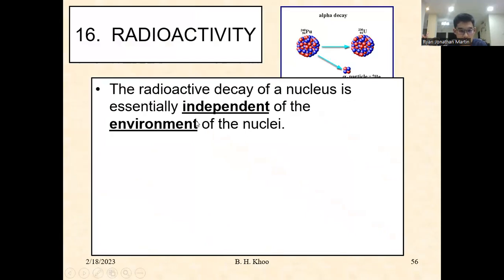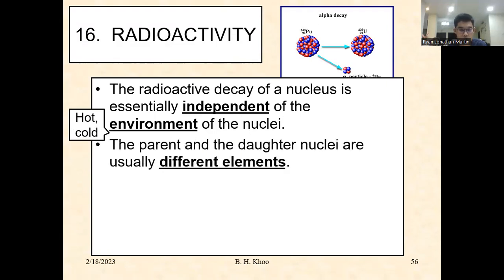Radioactive decay of a nucleus is essentially independent of the environment of the nuclei. That means it can be an atom or it can be a chemical. It can be cold, it can be hot, it doesn't affect the radioactivity. Parent and daughter nuclei are different elements.